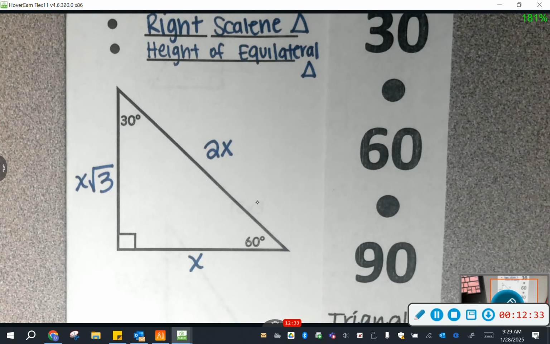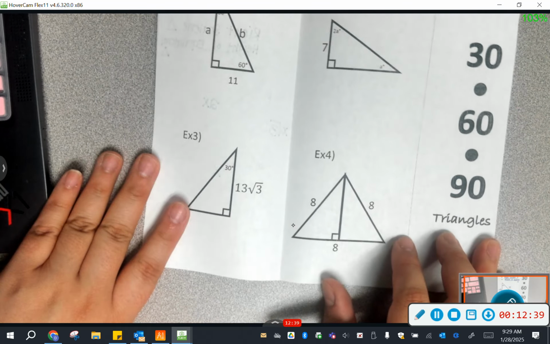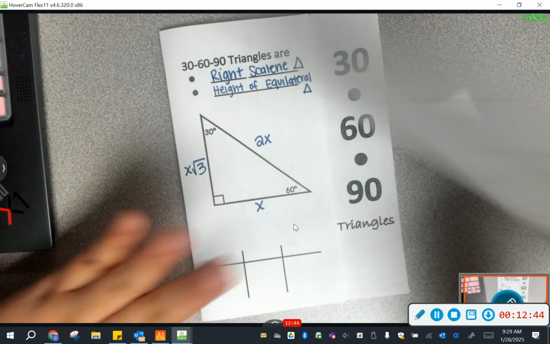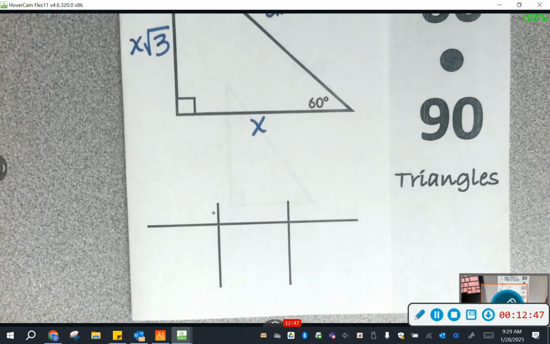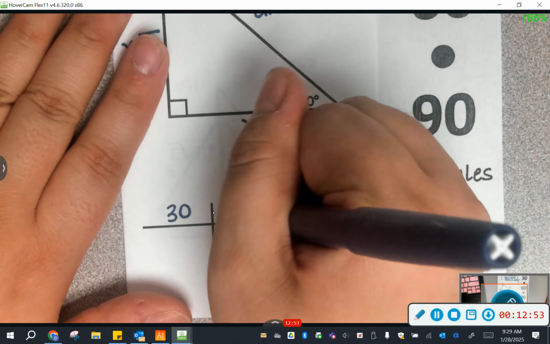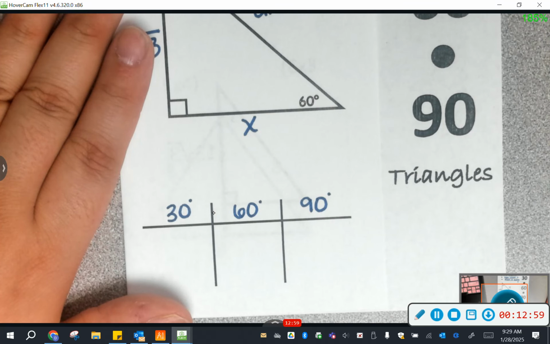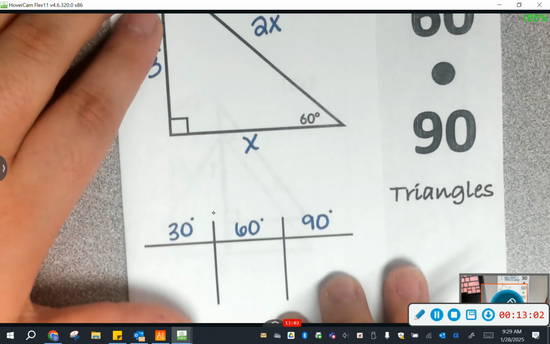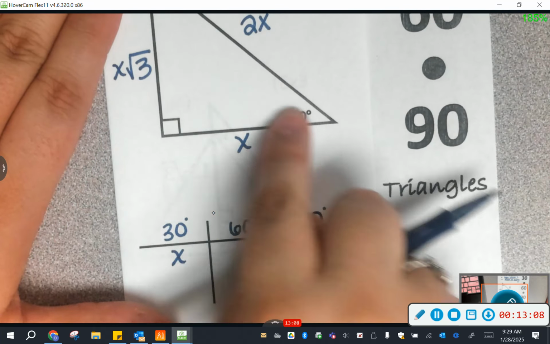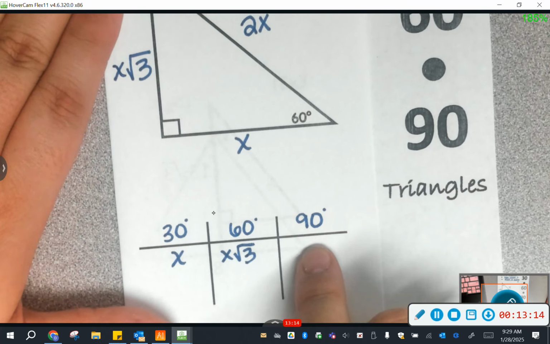Now, if you open up, you're going to see, am I always going to give you triangles the same way? No. And on your practice sheet, I even turn triangles every which way for y'all. So because of that, I'm actually going to have you do a chart on every problem. Your chart is going to look like this: 30, 60, 90. What is across from the 30? X. What's across from the 60? X square root of 3. And what's across from the 90?